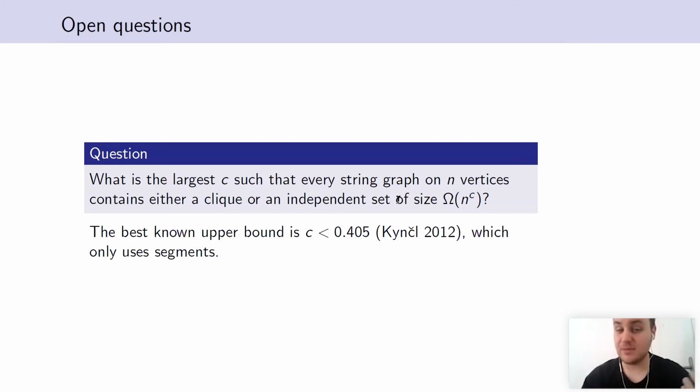But still, what is the best known upper bound? The best known upper bound is still this construction of Kincsel, which I mentioned earlier, which works for convex sets as well. So he actually just uses segments to find an intersection graph with no clique or independent set of size n to the 0.405. So this slightly bothers me that there is no better known construction, and I think this is a really good research problem to try to come up with something more interesting. Yeah, so this is all I wanted to talk about. So thanks everyone for listening.